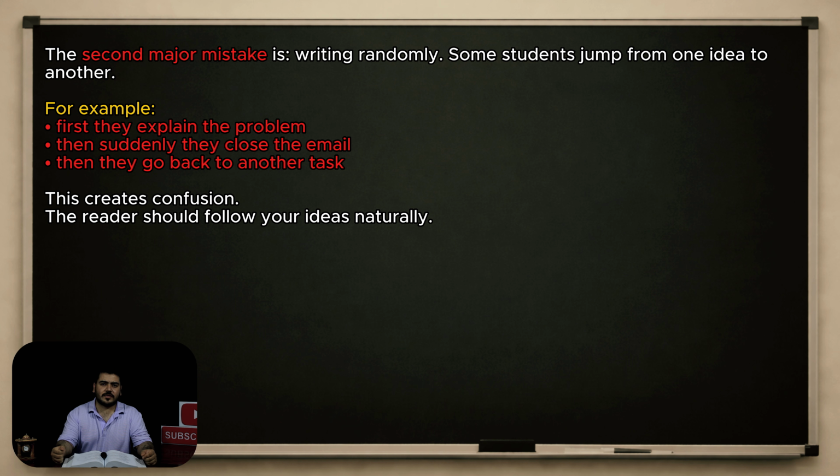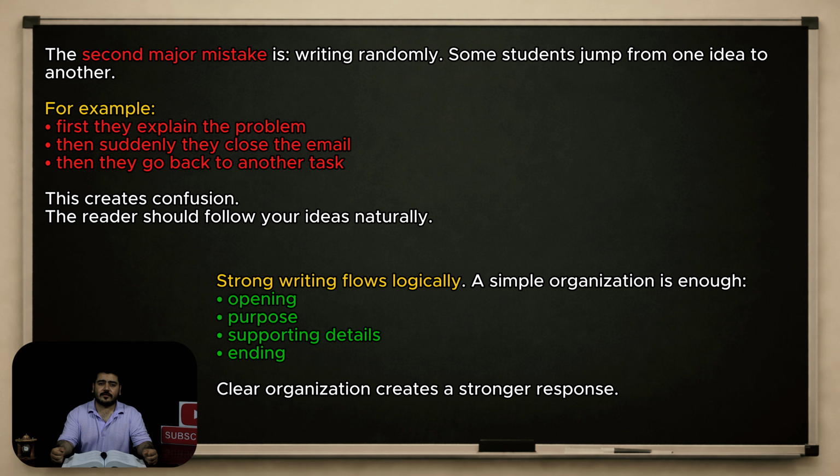The second major mistake is writing randomly. Some students jump from one idea to another. For example, first they explain the problem, then suddenly they close the email, then they go back to another task. This creates confusion. The reader should follow your ideas naturally. Strong writing flows logically. A simple organization is enough: opening, purpose, supporting details, and ending.